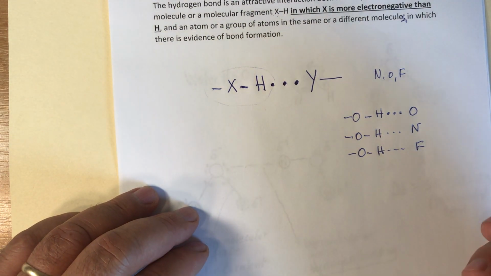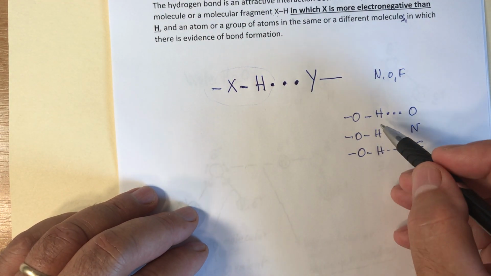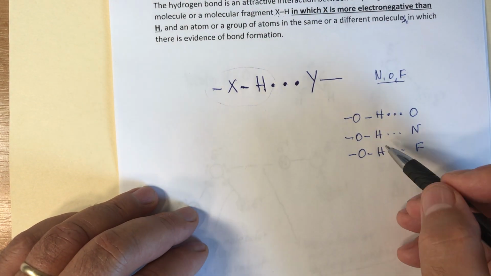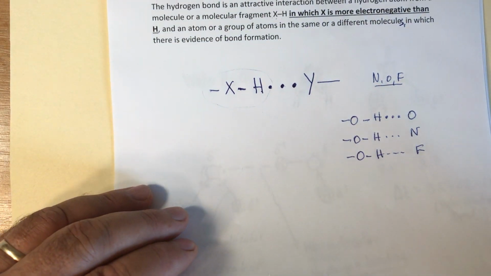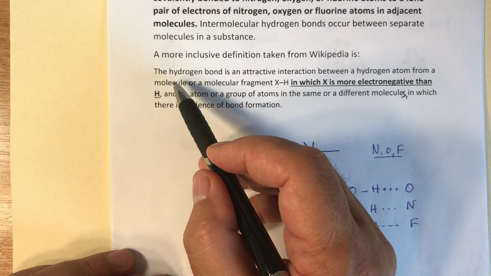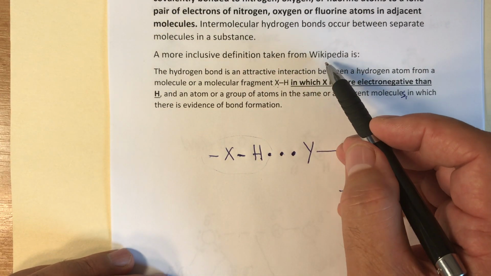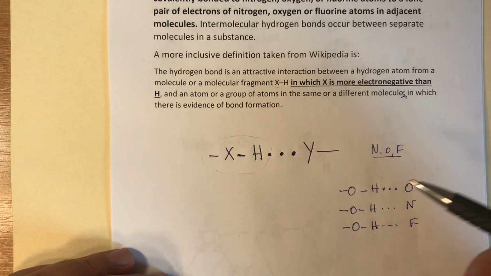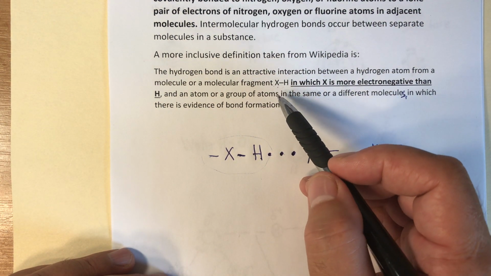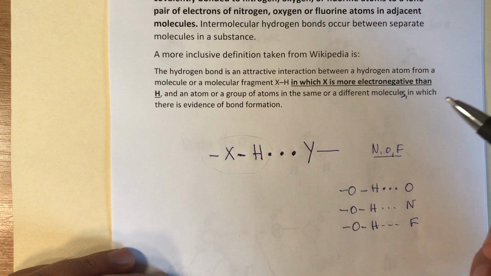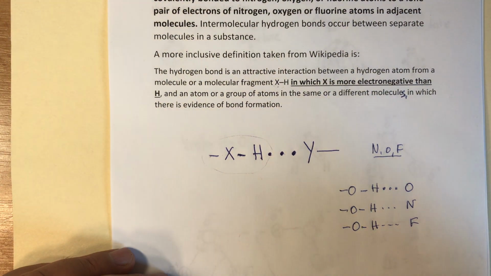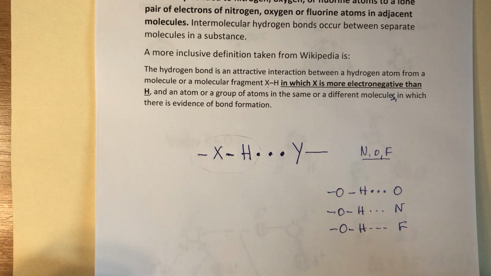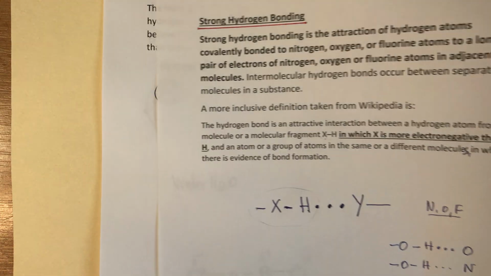To have a hydrogen bond, hydrogen should be shared by two of these three elements, sandwiched between them. We have another definition here taken from Wikipedia, but this goes beyond the high school chemistry level. X here is not limited to three electronegative elements. There are more, but they form weak hydrogen bonding, and here I'm talking about strong hydrogen bonding.